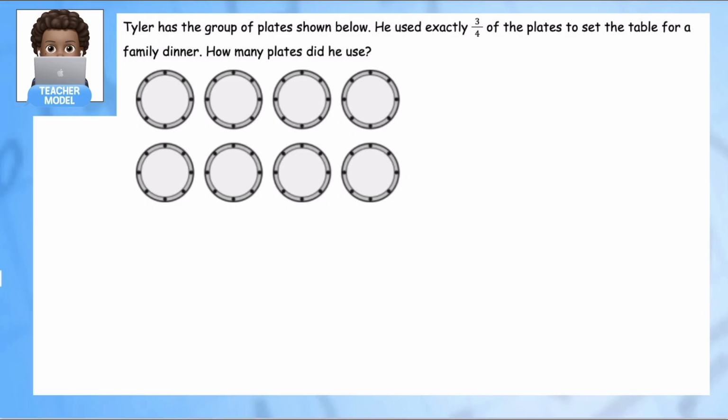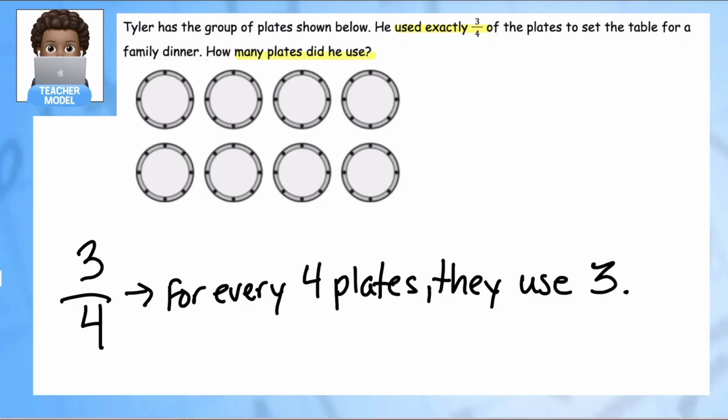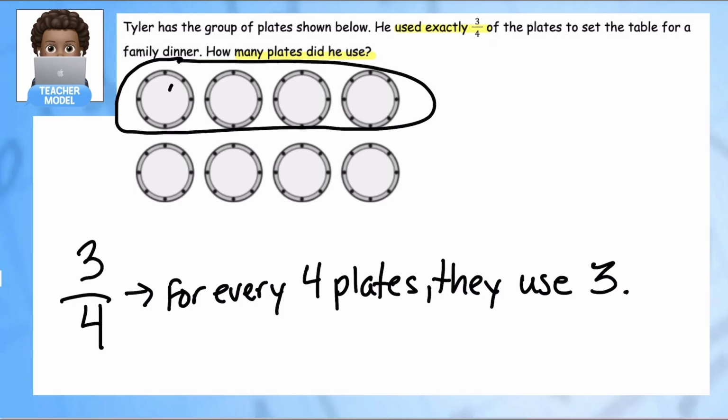All right, let's look at the next one. Tyler has a group of plates shown below. He used exactly 3/4 of the plates to set the table for a family dinner. How many plates did he use? Okay, so this is telling me about a relationship for every, so 3/4. I would translate this as for every four plates, they use 3. That is what that's telling us when we have that fraction 3/4. So I'm going to look at, here's a group of 4. And let's say Tyler's family used this one, and this one. So they used 3 of them.